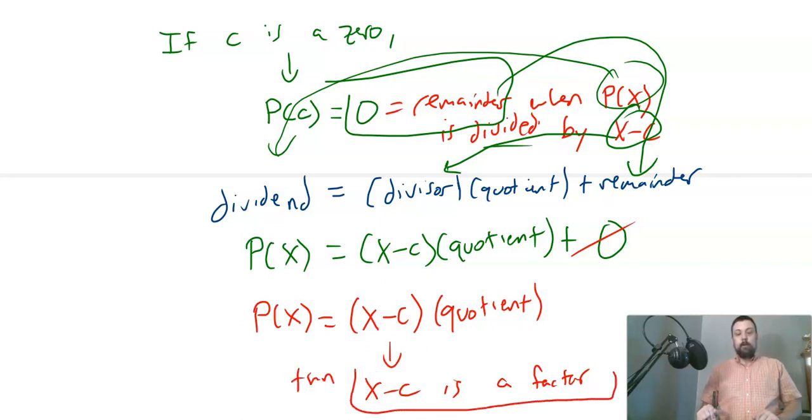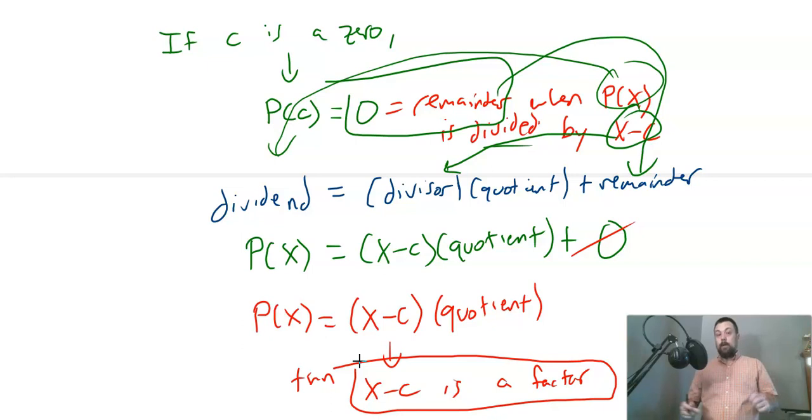And so we get this conclusion here. So that proves the factor theorem, by going through this logic. If c is a 0, that means the remainder is 0 from that division.